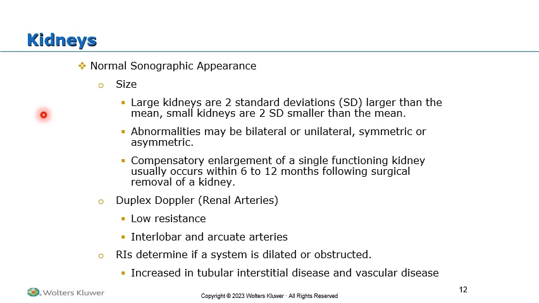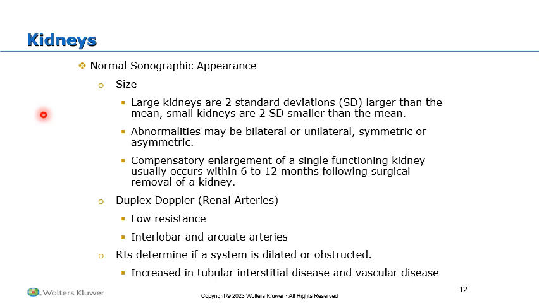If it's one side, maybe one side's much larger than the other, then maybe there could be a mass in that affected side. If you have one side that is very large and the other side that is very small, that could be that one side isn't functioning, so the other side is compensating, and that's when you're going to get compensatory enlargement. If you have only one functioning kidney, this usually occurs within 6 to 12 months following either the death or atrophy of the bad kidney or the surgical removal of that kidney. So it takes a little bit of time for the good kidney to become enlarged.